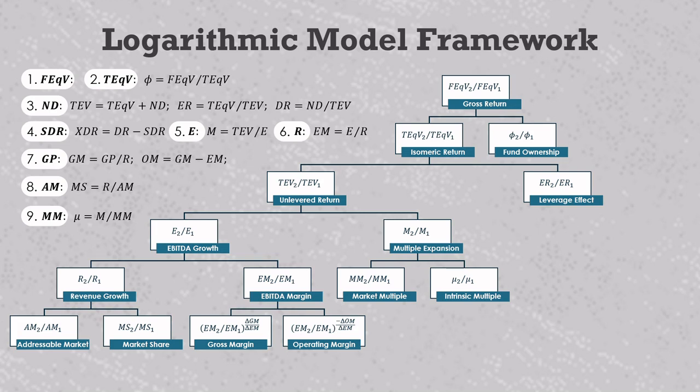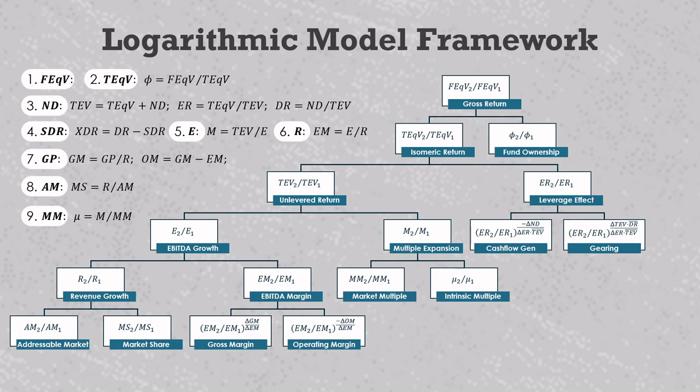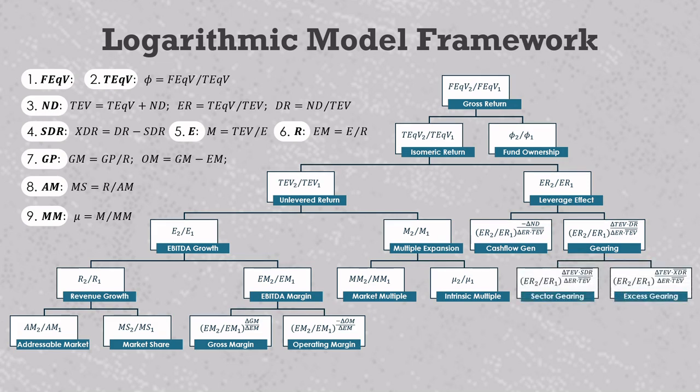We have a similar setup over here on the right where cash flow generation and gearing are both equal to the leverage effect equity return multiplier raised to the power of a different fraction. Cash flow generation has net debt in the numerator, and gearing has total enterprise valuation change in the average holding period debt ratio in the numerator. And then we split up gearing into sector gearing and excess gearing. We keep the same format as the parent, except we swap out the company's debt ratio with either the sector debt ratio or the excess debt ratio.